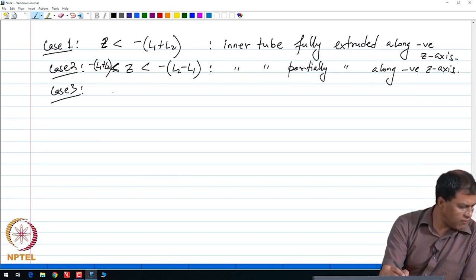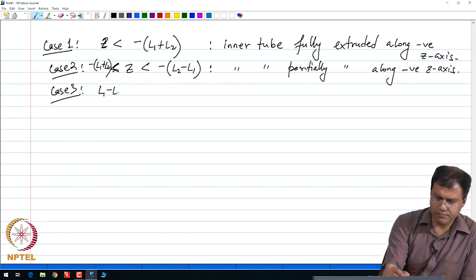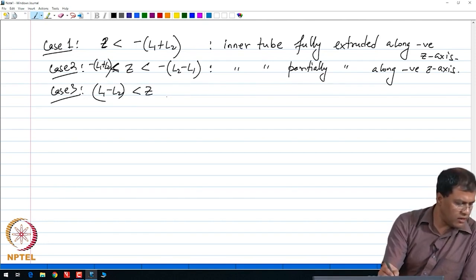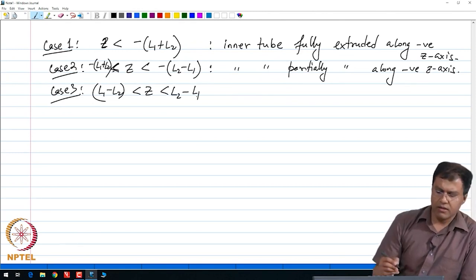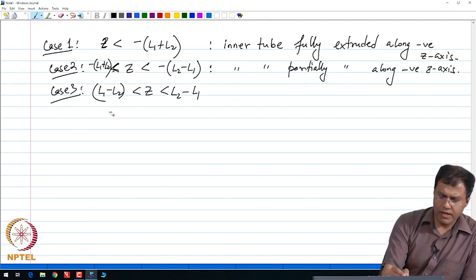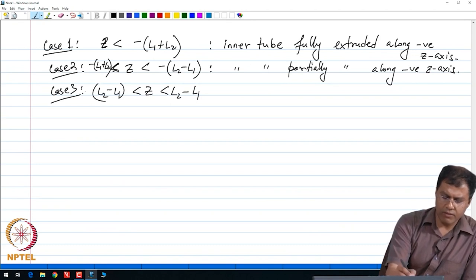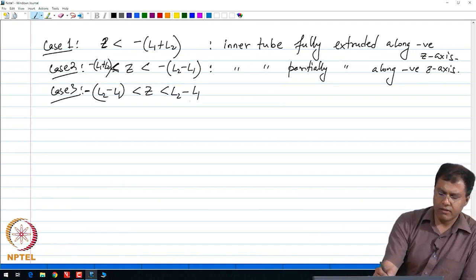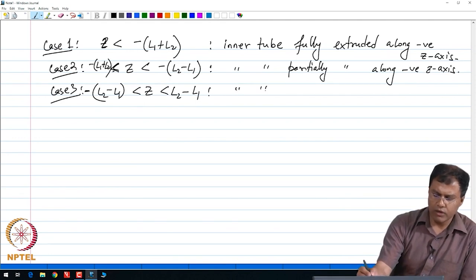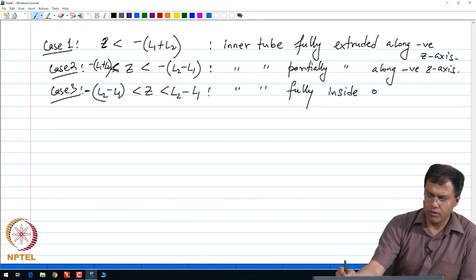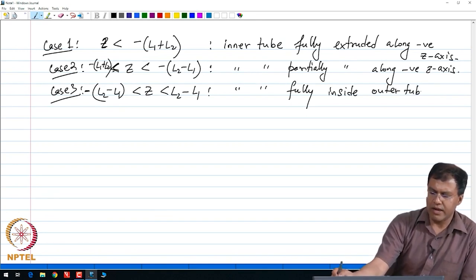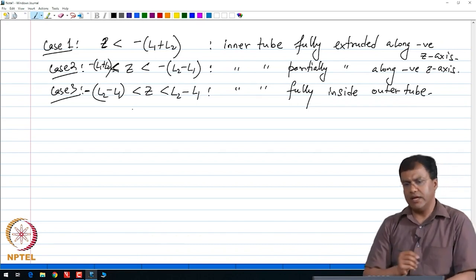Suppose that z is between L1 minus L2 to L2 minus L1. So let me write it in the minus form: L2 minus L1 with a minus sign, and then with a plus sign. Here the inner tube is fully inside the outer tube. So these are my various positions of the center of the inner tube.